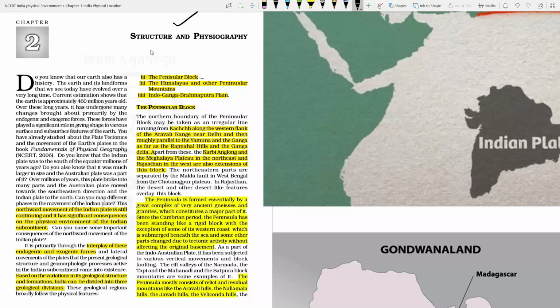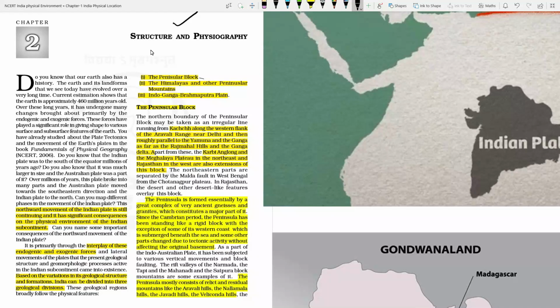So before going into this second chapter, you should be comprehending the concepts of plate tectonics, the movement of the plates. Those things you will have to understand from the class 11 Fundamentals of Physical Geography. Those things you will have to cover first, and only then come to this chapter.